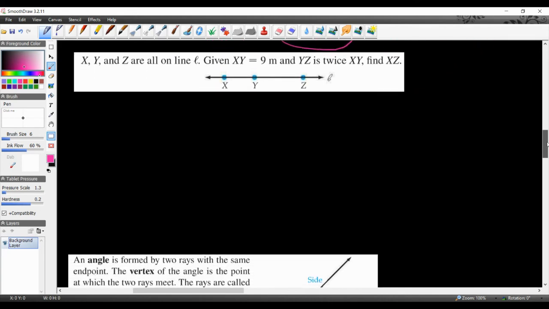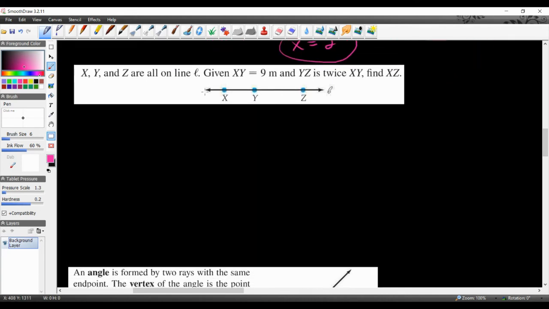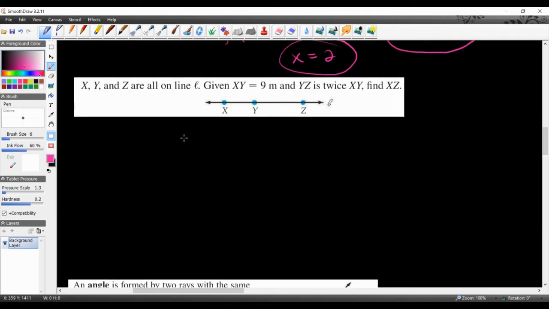All right, so using that same concept that I just told us, where this whole thing is equal, xz is equal to xy plus yz. We're going to go ahead and try to solve this problem. It says that x, y, and z are all on the line L. So this line right here is line L, okay? Given xy is equal to 9, so this is 9, and yz is twice xy, okay? So they're telling us that yz is equal to 2 times xy, okay? Find the entire thing.